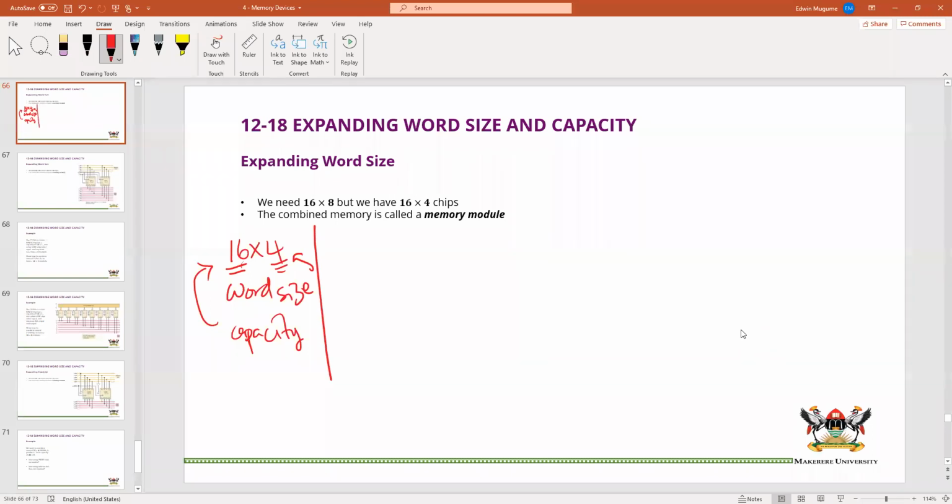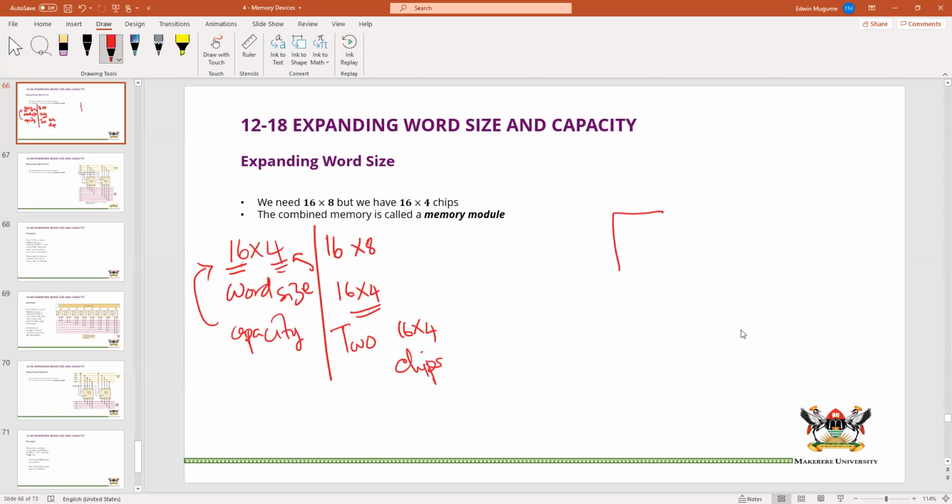Right. So we have an example here. We need 16 by 8, but we have a number of 16 by 4 chips. Now, how do we create a 16 by 8 when we have a number of 16 by 4 chips? You can see here that what increases is the word size. So we need a longer word, but the number of words can be the same. The number of words here will be 16, but we just need a longer word. So here we can use 16 by 4 chips to create this, and I'm going to show you how you do that.